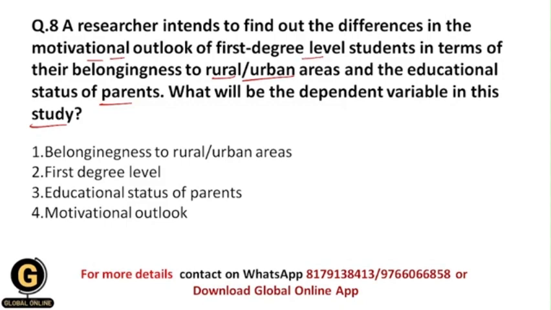So here basically a researcher wants to study the motivational outlook of first degree level students, and that's why motivational outlook should be the dependent variable, because the variable under study, the effect variable, is motivational outlook, and the independent variables are belongingness to rural or urban areas and educational status of their parents. So your correct answer should be 4, that is motivational outlook, because the dependent variable is the effect variable and it depends upon the independent variable. Whenever we change the values of the independent variables, automatically the values of the dependent variable will change. That's why your correct answer should be 4, that is motivational outlook.